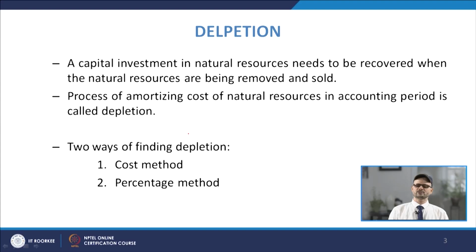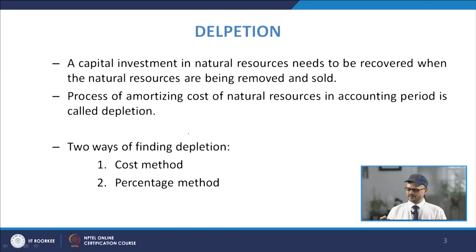So, in those cases you have a process of amortizing the cost of natural resources over accounting periods, known as depletion. We call it depletion because the resource is depleted, and there are methods by which these depletion allowances are calculated. Now, there are basically two methods of calculating the depletion charges, and the first method is the cost method, and the cost method is similar to the units of production method.